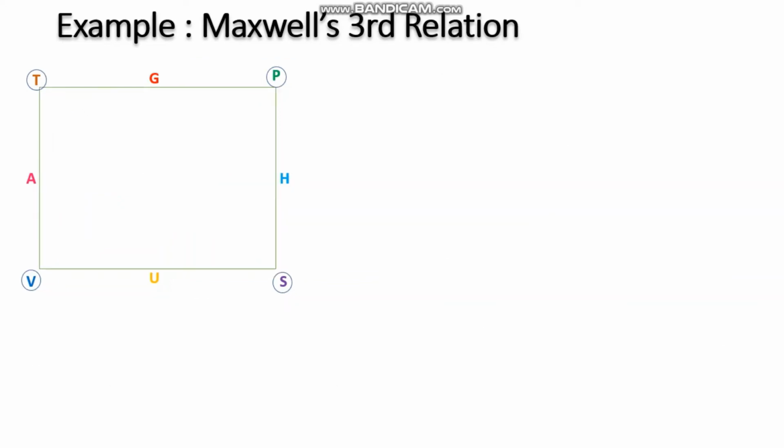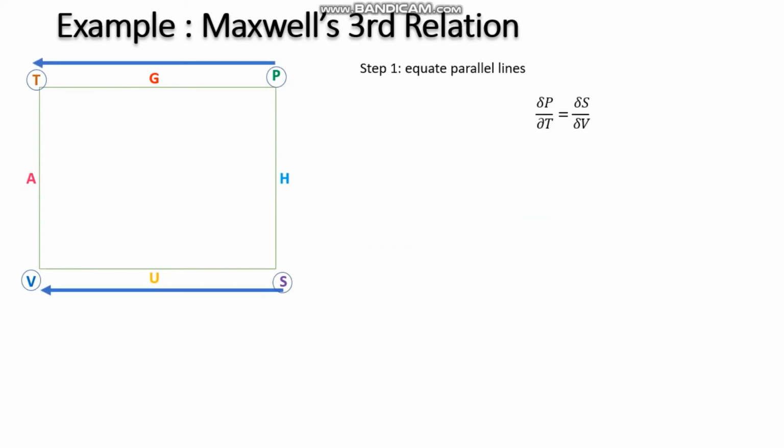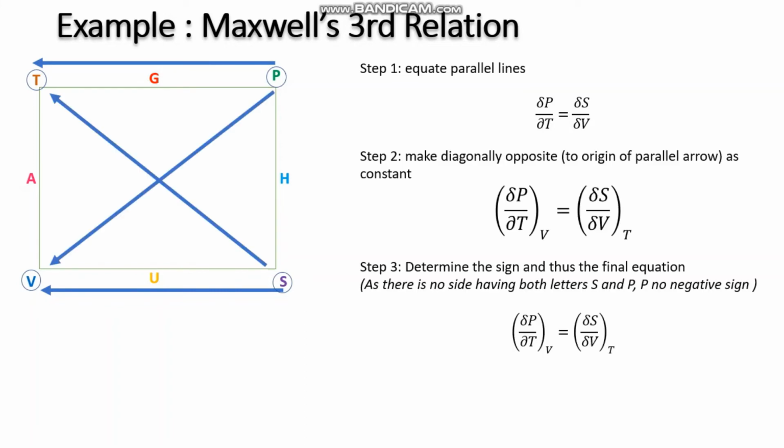Following the same algorithm as previous, Maxwell's third equation is derived as follows. Step 1, equate parallel lines. Del P by del T is equal to del S by del V. Step 2, make the diagonally opposite of the origin of the parallel arrow constant. Del P by del T with constant V is equal to del S by del V with constant T. Step 3, determine the sign and thus the final equation. Put a negative sign on the side having both letters S and P, but here no side has S and P together, so no minus signs, thus all terms positive.